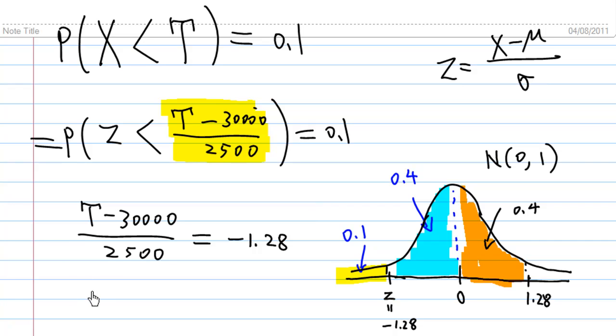And so we solve for T, and we get that T is equal to 26,800 miles. That means that if you put a guarantee at 26,800 miles, then you only have to replace 10% of the tires that wear out.